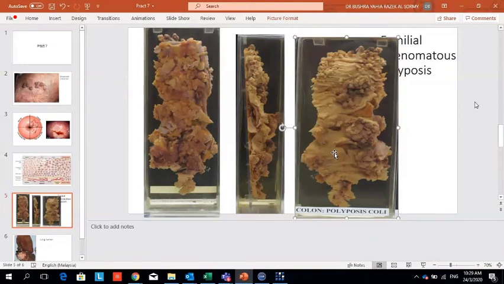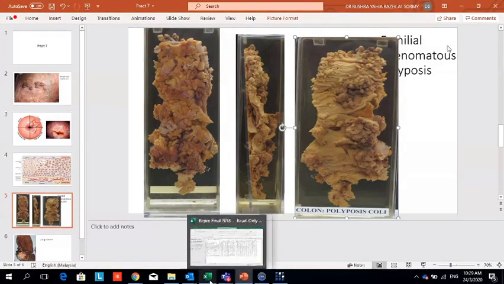Doctor, is it APC gene mutation or not? Yes, very good. APC gene, adenomatous polyposis coli gene mutation. This gene is considered what type of gene? Tumor suppressor gene. Yeah, very good. It is a tumor suppressor gene. Okay, we'll go to our case.